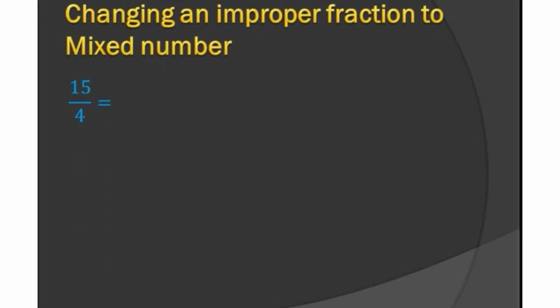15/4. 15/4 is an improper fraction. Therefore, we need to change or convert 15/4 to a mixed number. The first step is to see how many times 4 can go into 15. 4 can go into 15 3 times. And that 3 would be the whole number.